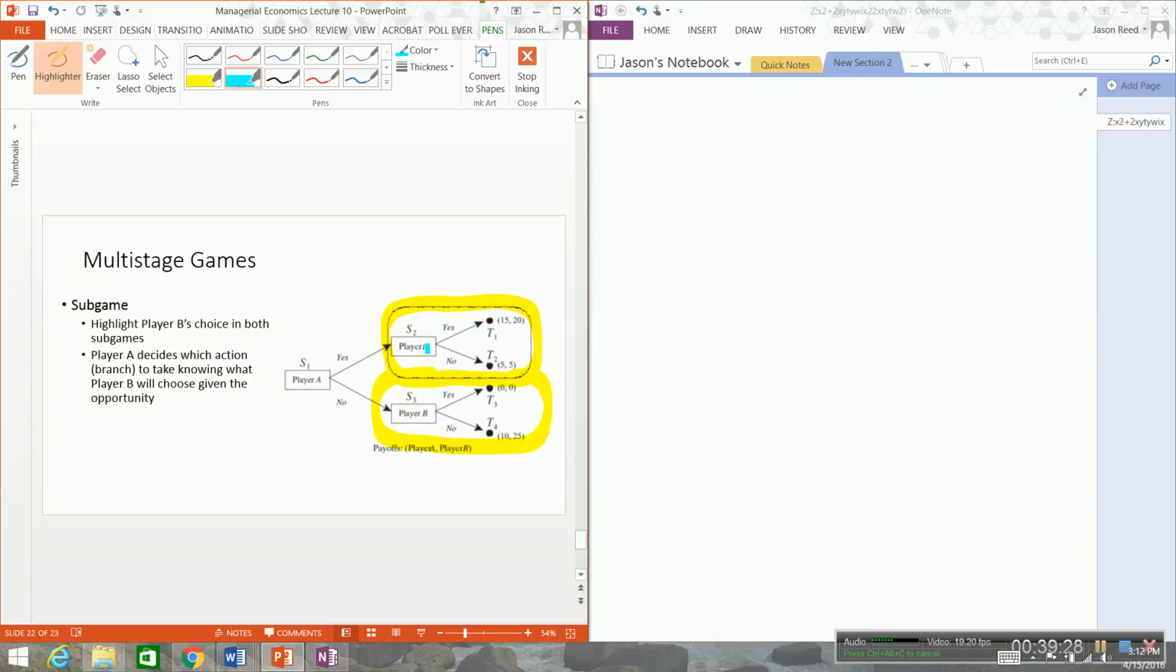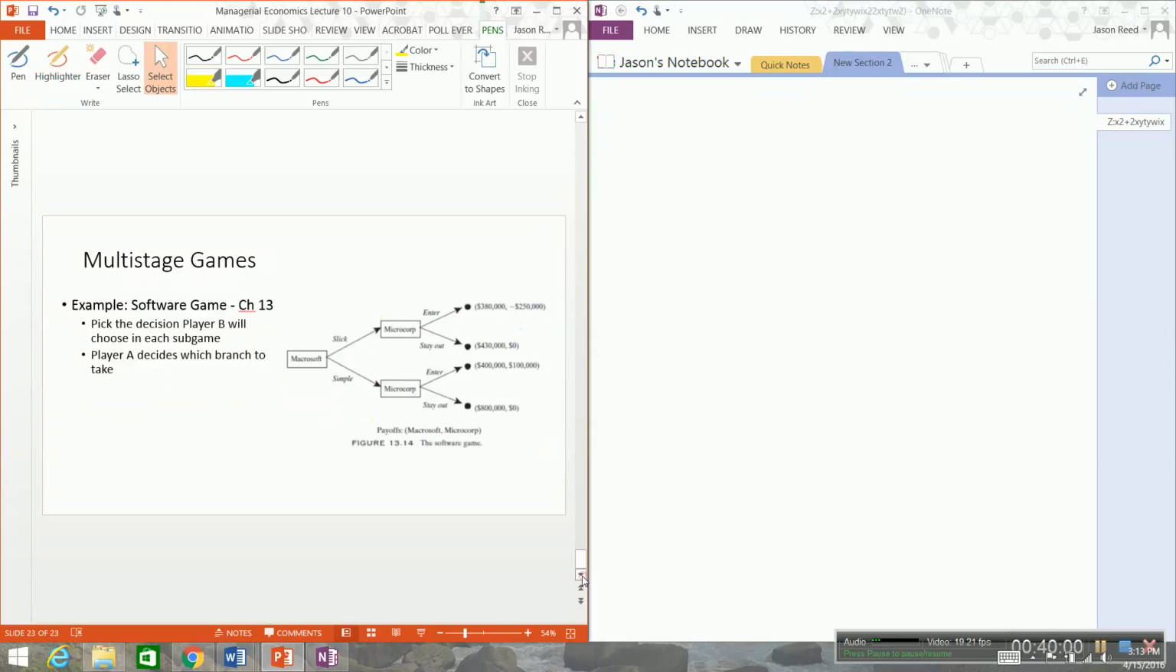So player B in their subgame up here is going to, at node S2, choose 20, where at node S3, player B is going to choose 25. And like we discussed, player A knows the outcome of each subgame. So player A is going to choose the branch yes to get to player B's node S2, where they're also going to choose yes. And that is our payoff and our outcome of this game. That's our Nash equilibrium.